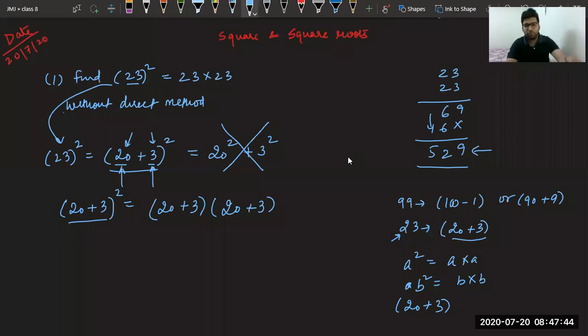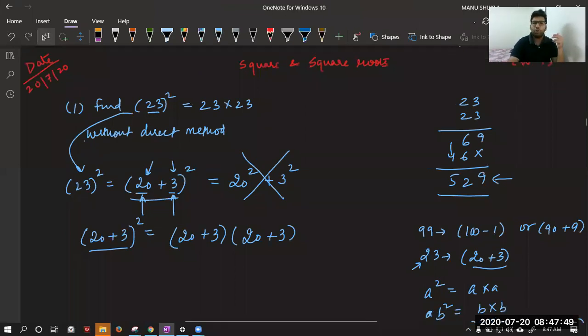Now, is it clear to you? Please tell me. As we write a square equal to a into a, in the similar way, I have written 20 plus 3 whole square is equal to 20 plus 3 into 20 plus 3. That's it. It's very easy. Now, we will use the distributive property to find the answer. I hope you all remember distributive property. Now let's see how to solve using distributive property.